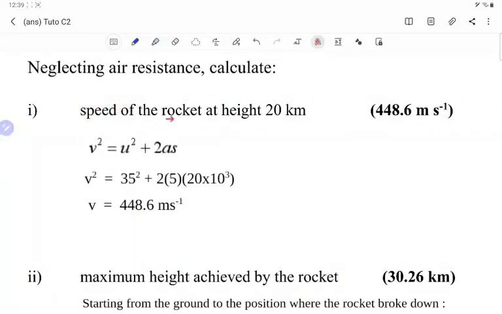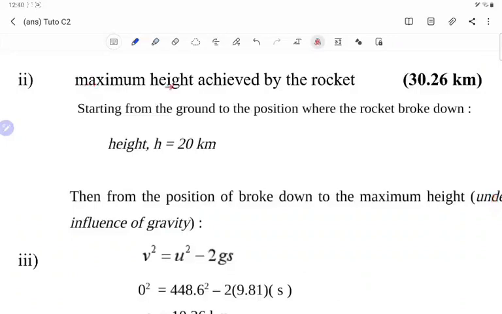Okay, calculate the speed of rocket at height 20 km. This is where the rocket broke down. Okay, so we need to find v. u is given, a now because it's still using its own engine, its own power to accelerate. So kita pakai a equals to 5, then we'll get the answer.